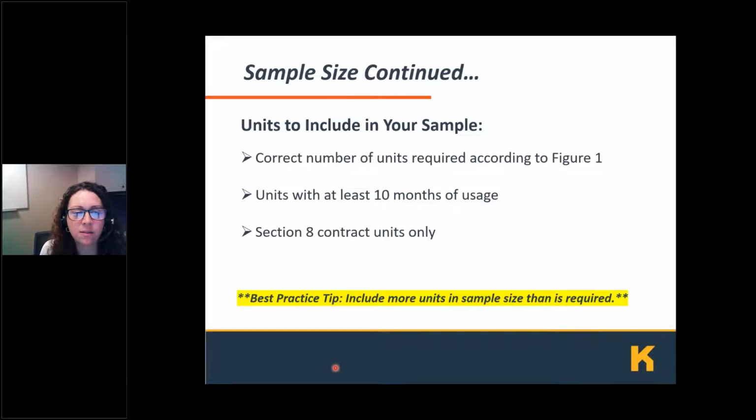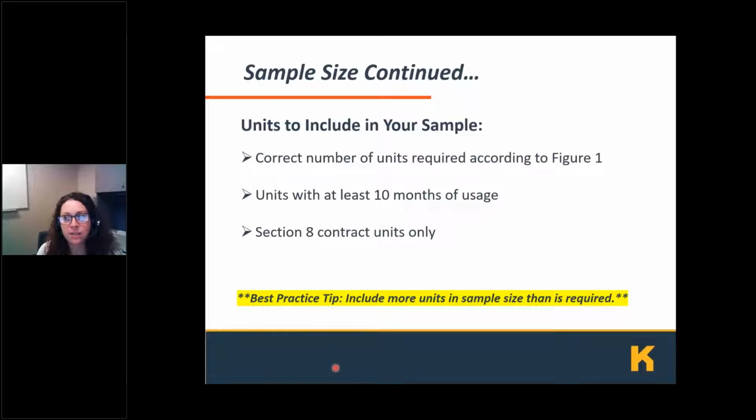Okay, this leads me to a couple of best practice tips. Include more units in your sample size than is required. This will save everyone a lot of time and probably a little frustration. When we receive your baseline spreadsheets, we're going to do a review of all of the information you send us. It's possible that during that review, we may have to remove a unit, or possibly several months of data, for whatever reason, and we'll communicate that with you.